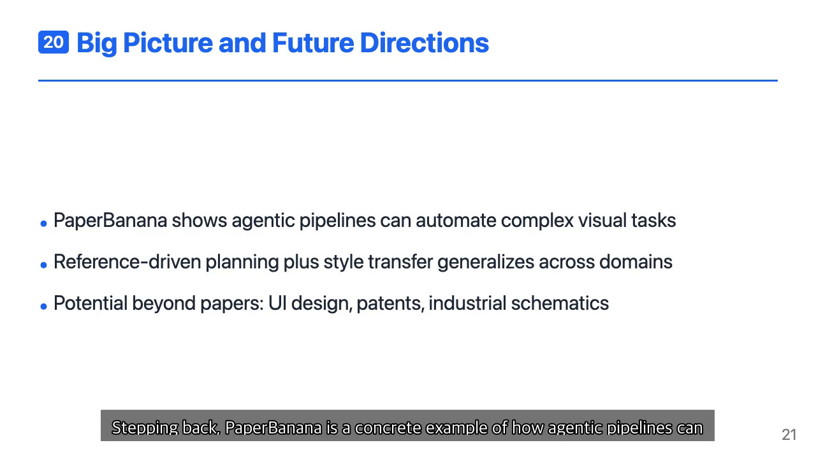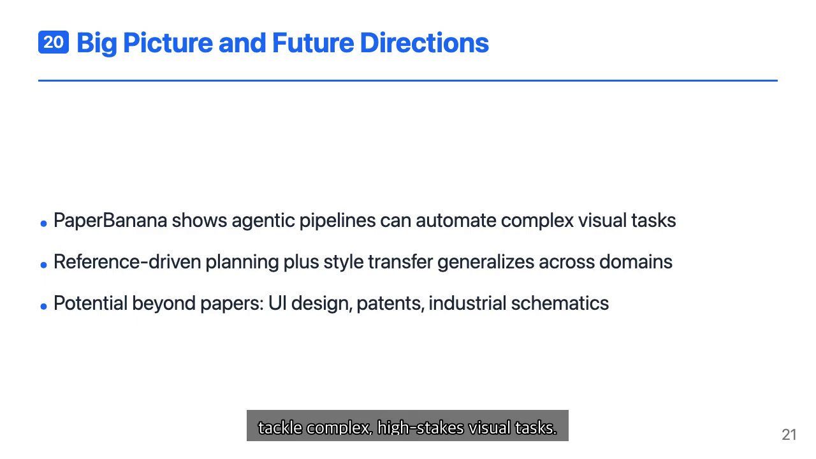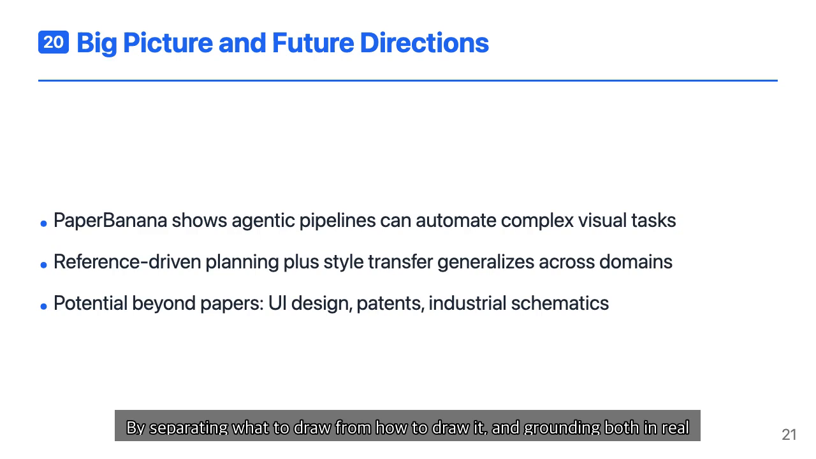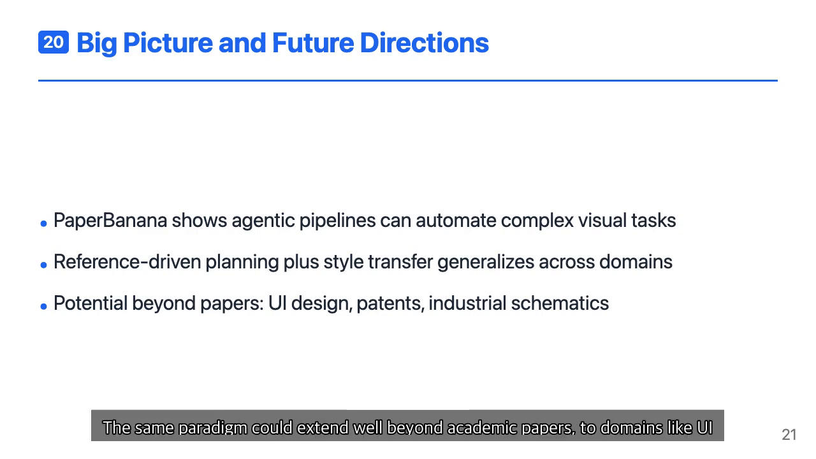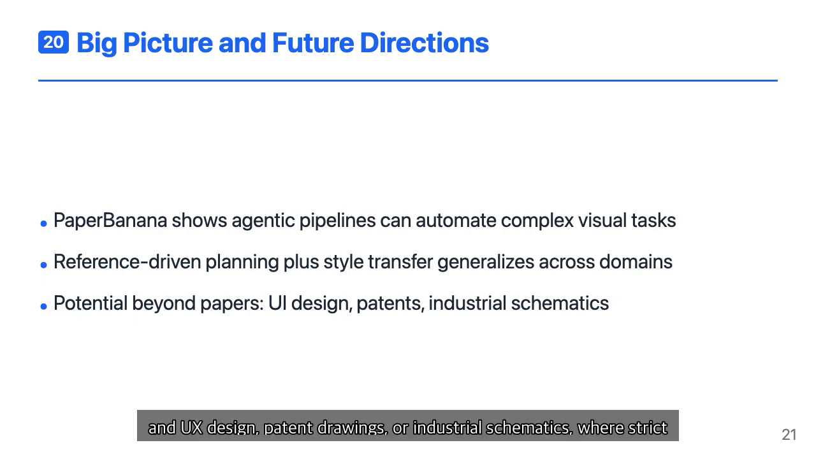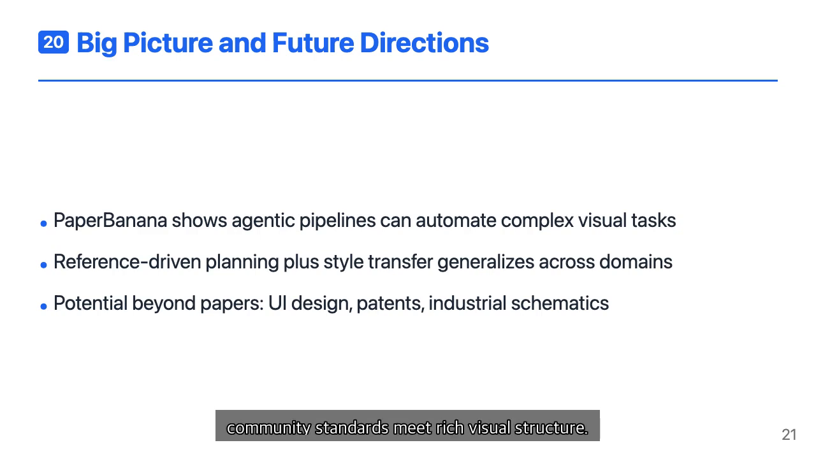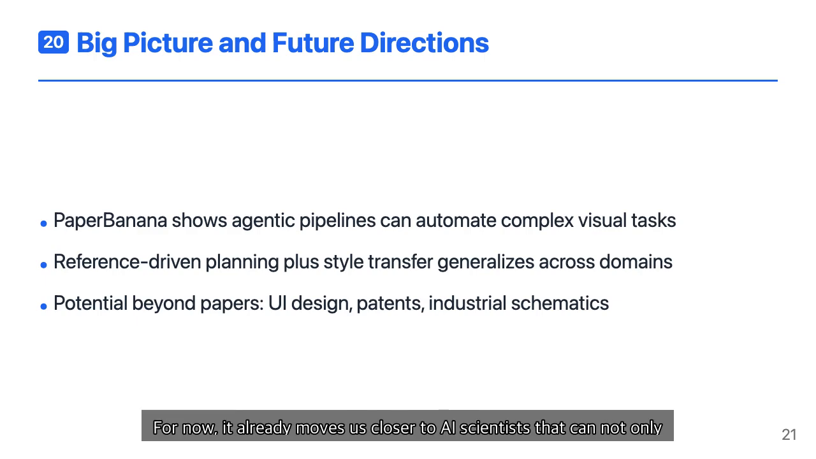Stepping back, PaperBanana is a concrete example of how agentic pipelines can tackle complex, high-stakes visual tasks. By separating what to draw from how to draw it, and grounding both in real reference figures, the system generalizes across methods and even across diagram types. The same paradigm could extend well beyond academic papers, to domains like UI, UX design, patent drawings, or industrial schematics, where strict community standards meet rich visual structure. For now, it already moves us closer to AI scientists that can not only discover ideas, but also communicate them visually at a professional level.